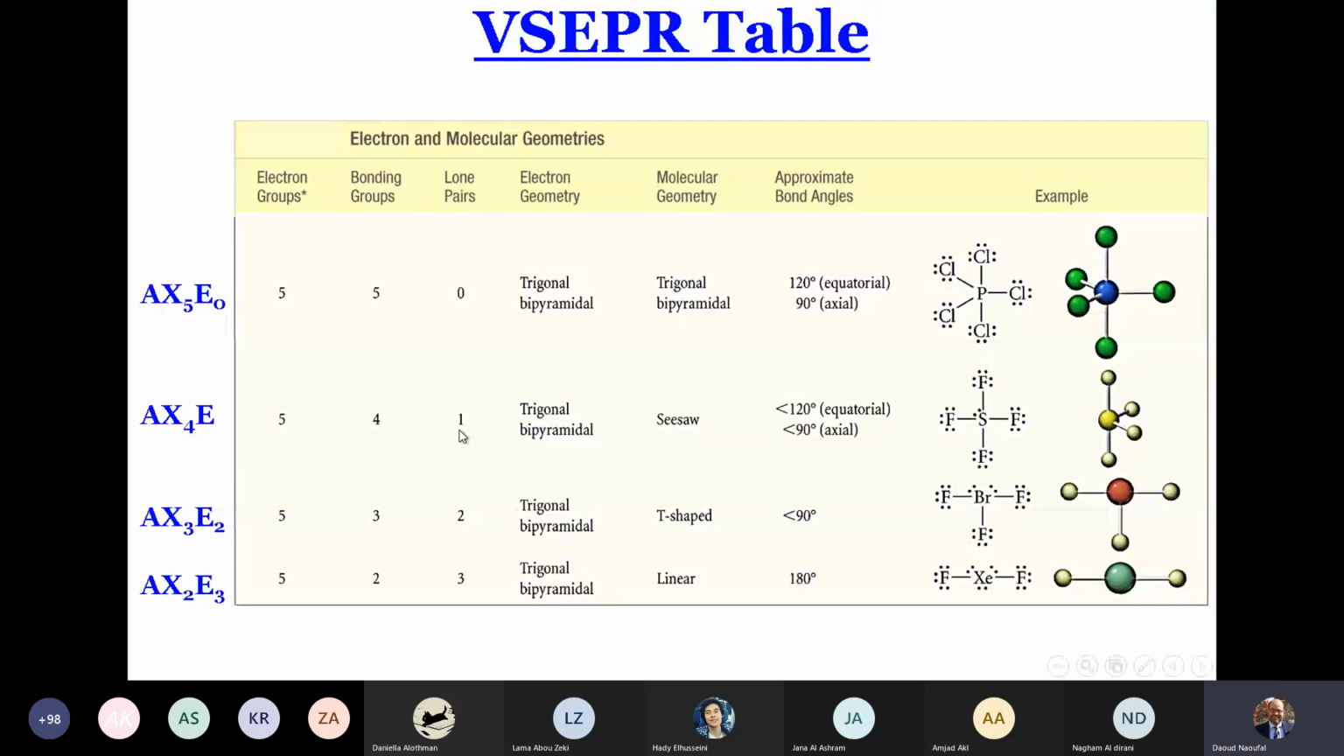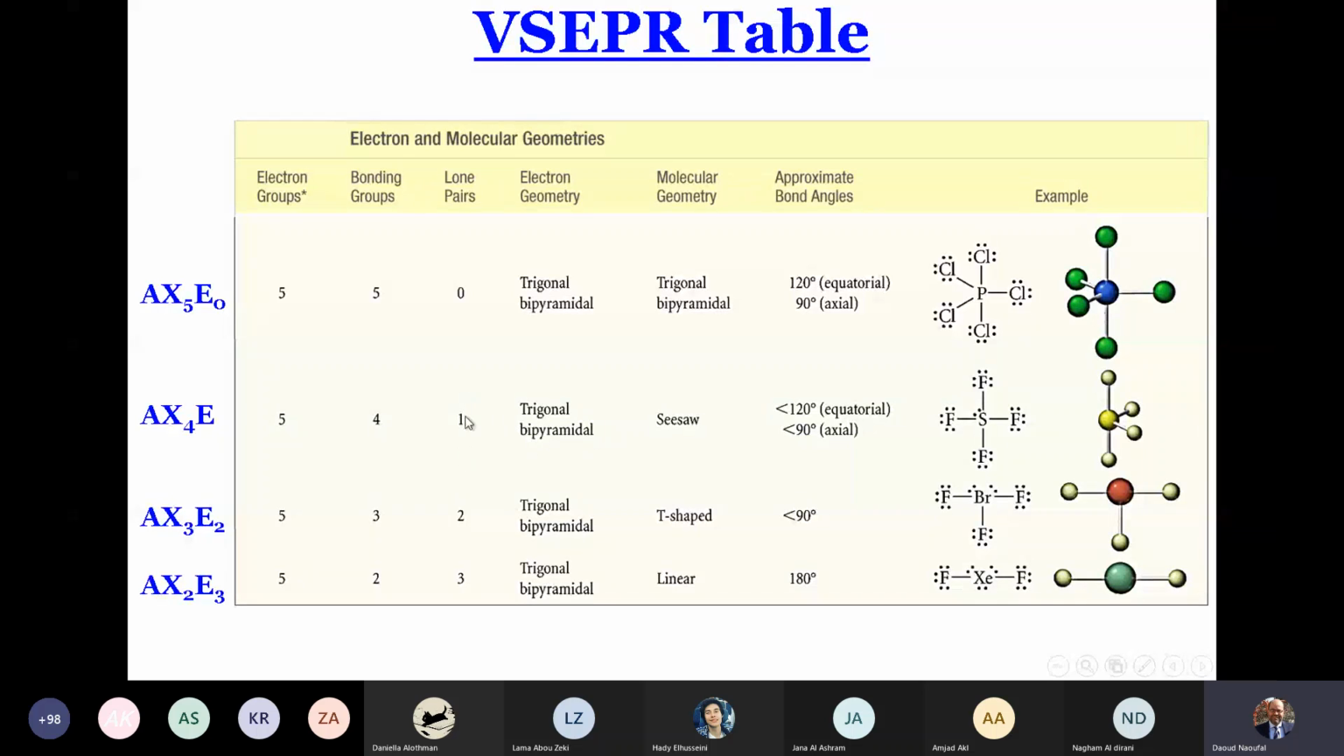So what is the figure of repulsion of AX4E? The figure of repulsion of AX4E is the same as AX5. So we have 5 lobes, 4 lobes for AX, and 1 lobe containing the lone pair. So the figure of repulsion is the same as AX5. This is trigonal bipyramidal. Now we have to pass to the geometry.